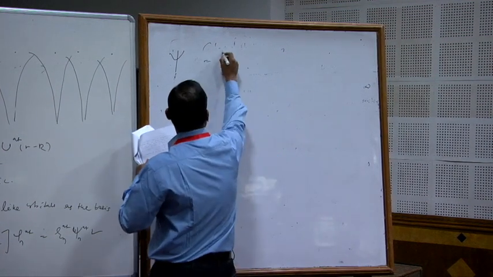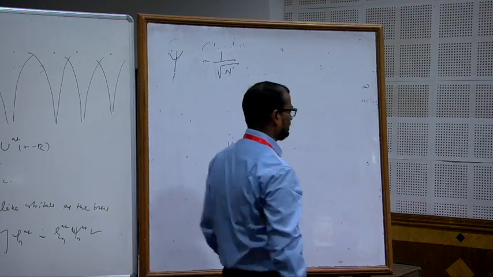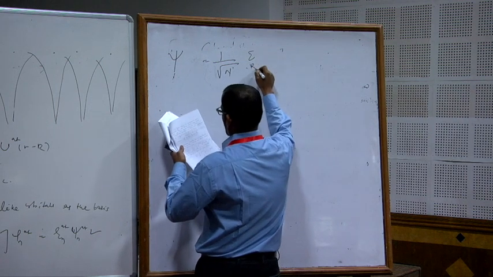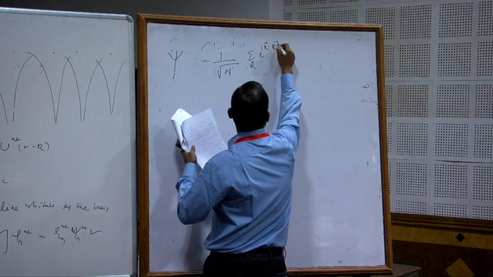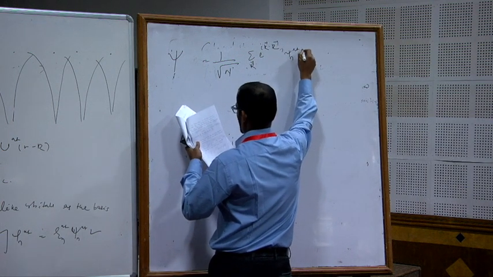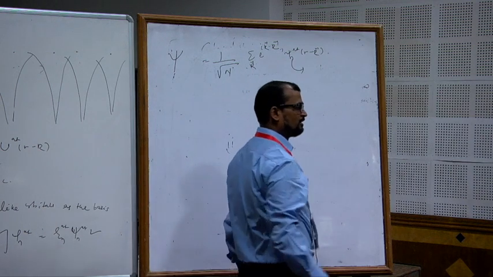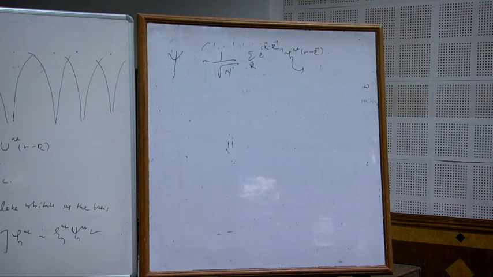That is nothing but some normalization constant, where N is the number of unit cells that you have considered, times the summation over R of e to the power i k dot R psi n atomic of r minus R. This psi n is the state that represents the state with energy eigenvalue En.